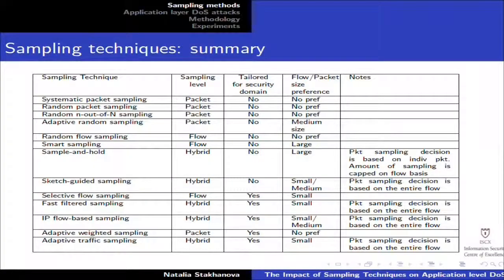And if you look at the flow preferences, this is the fourth column in this table, you will see that all the techniques from the top either have no preference or look for large or medium-sized flows. Now, when we move down in this table, we'll see that the preference changes to the small flows and small sizes. So that's exactly what I meant when we were talking about the difference between sampling techniques developed for generic network assessment and intrusion detection.